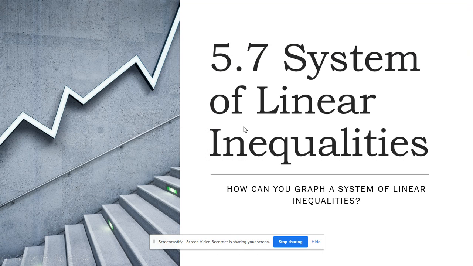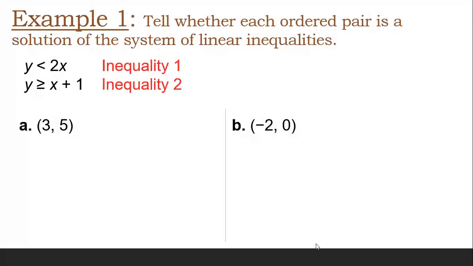Our final section of chapter 5 deals with graphing systems of linear inequalities. A majority of the chapter was spent on systems of equations. Then last lesson, we did graphing linear inequalities. Now we're going to combine those two things to graph a system of linear inequalities.